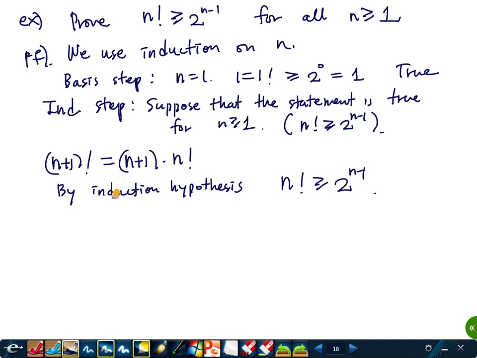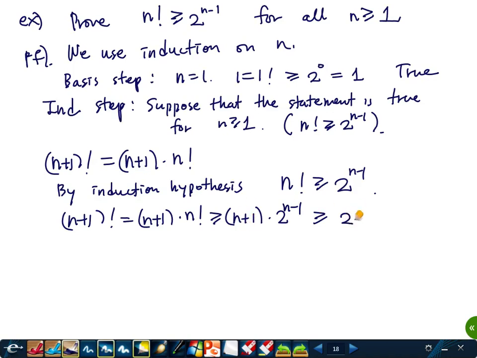Now, what is n plus 1 factorial? It is n plus 1 times n factorial. By this, it is greater than or equal to n plus 1 times 2 to the n minus 1, right? I just use this fact. Now, what is n? n is at least 1, so n plus 1 is greater than or equal to 2. So this will be greater than or equal to 2 to the n.